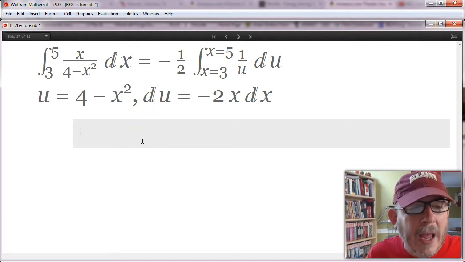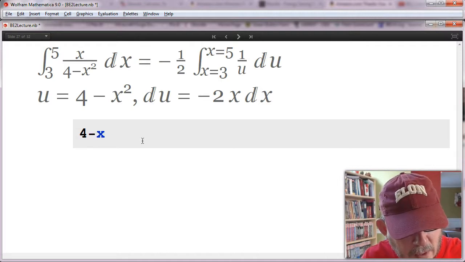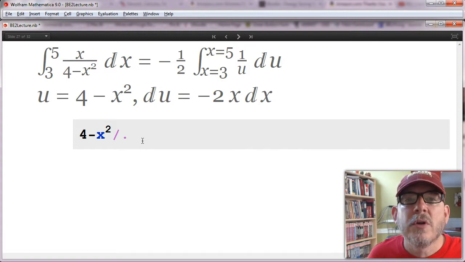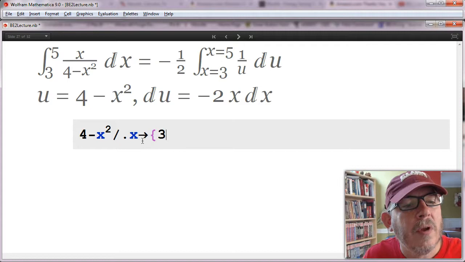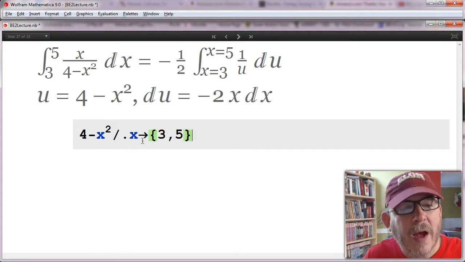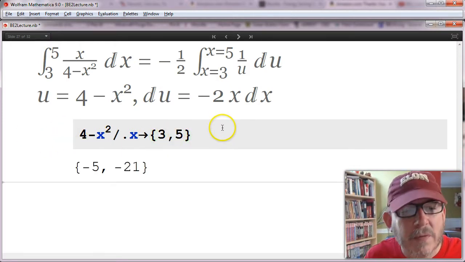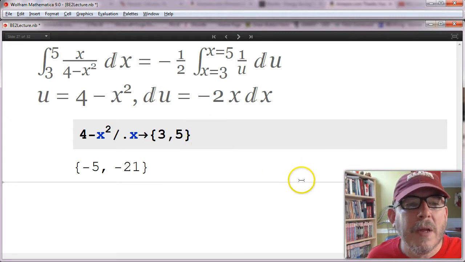Now, how would I do that? Well, I can do it in my head, but I might as well show you how you can do it in Mathematica. So we've got 4 minus x squared, and we'll do a substitution. We're going to replace x with a list of things: 3 and 5. Remember, this is u. So if x is 3, we find out what u is. When x is 5, we find out what u is. Minus 5 and minus 21. All right, so what does that mean?